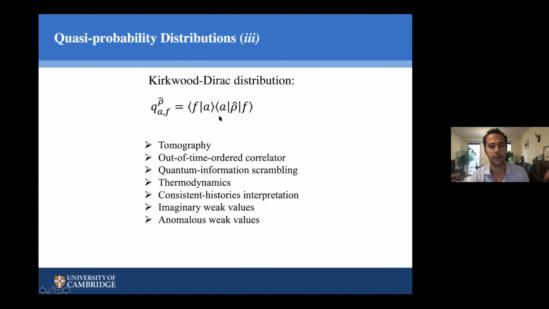So this Kirkwood-Dirac distribution here, for example, you can use in order to measure something called quantum information scrambling. What is quantum information scrambling? You have a multi-particle system that starts off in a separable state, and then you inject information on one of your particles by doing a single qubit rotation, maybe on one of the qubits in your lattice.